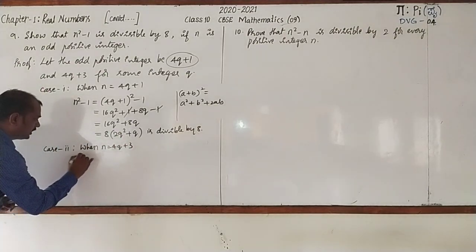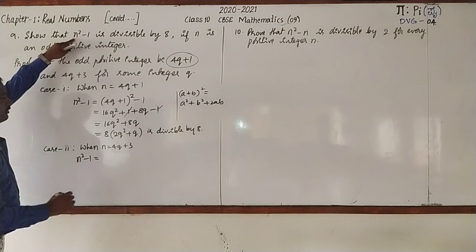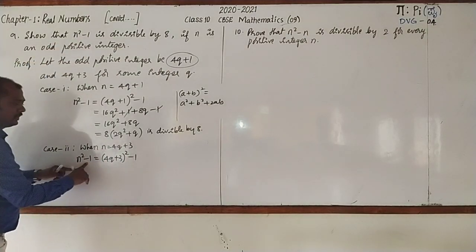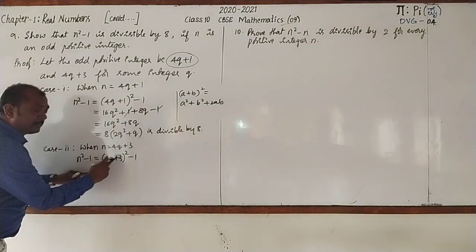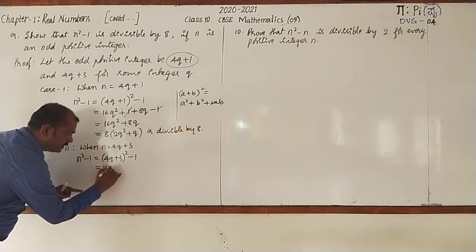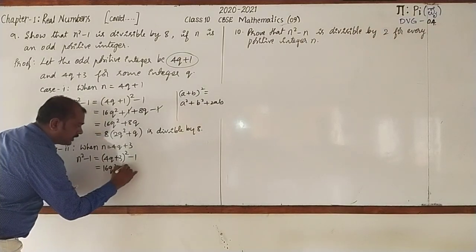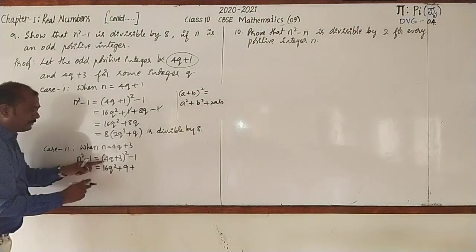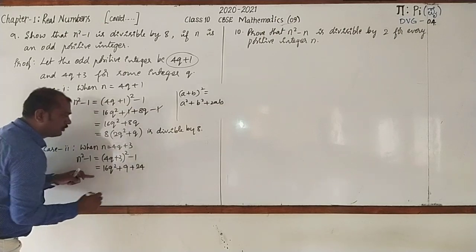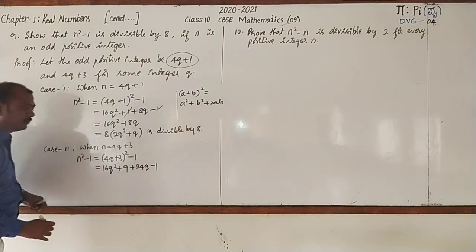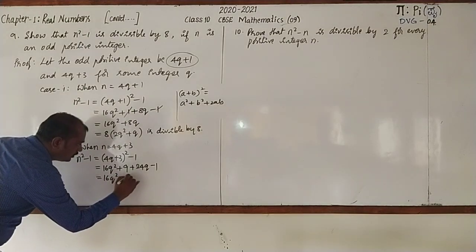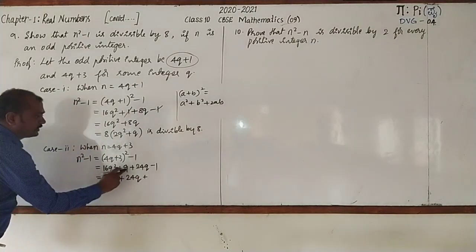Then I go for taking n square minus 1. N square minus 1, where n is 4q plus 3 whole square minus 1, which is equal to, apply again a plus b whole square. A square is 4q whole square, 16q square. B square is 3 square, which is 9, plus 2ab, 2 into 4 into 3. 2 4s are 8, 8 3s are 24q, minus 1. This is equal to 16q square plus 24q plus 9 minus 1.